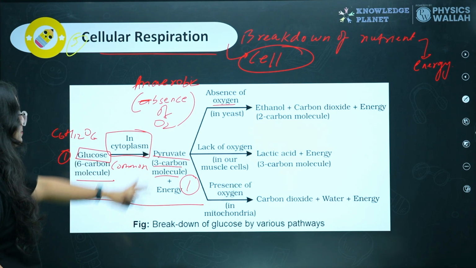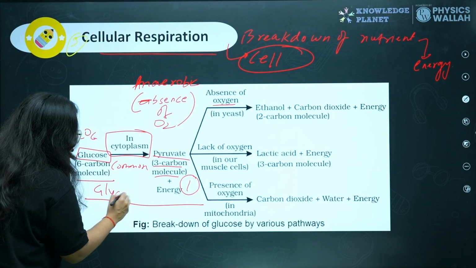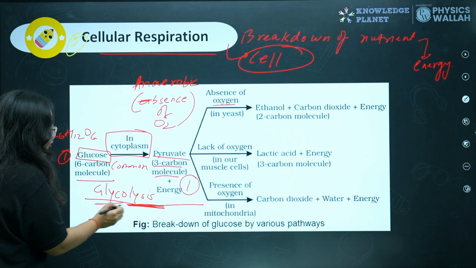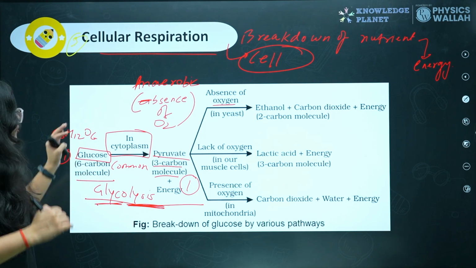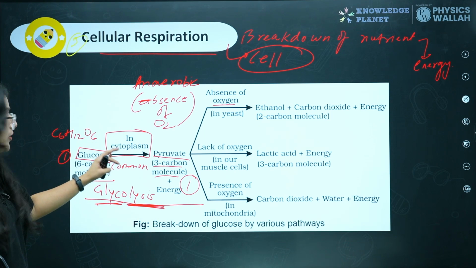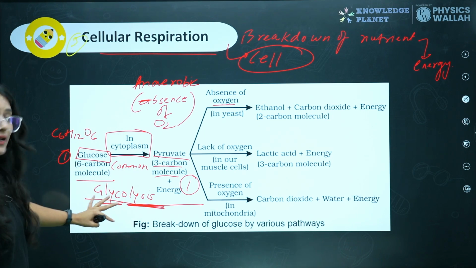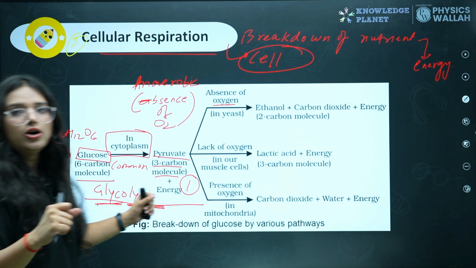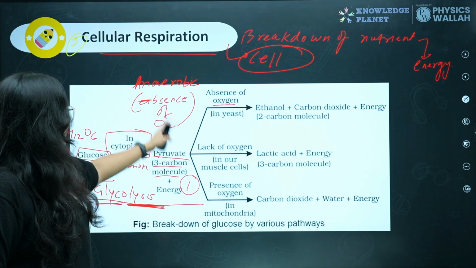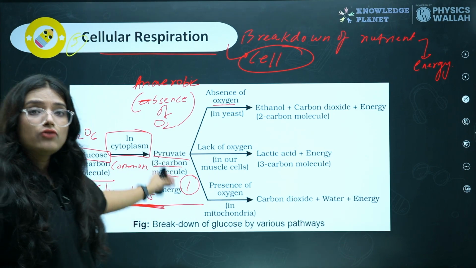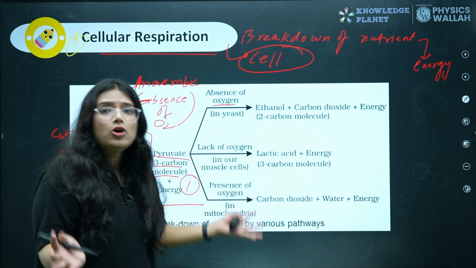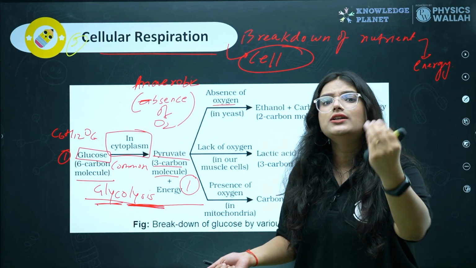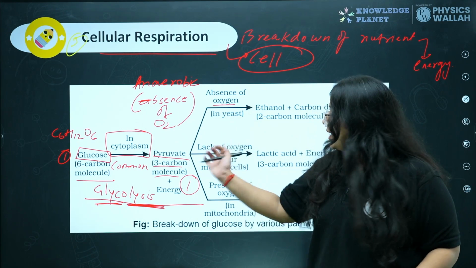This step is glycolysis. Lysis means breakdown and glyco means glucose. So breakdown of glucose, which is happening in the cytoplasm. Here you can see this process is glycolysis, which is common in all the organisms. Now the picture starts from here. For the conversion of this pyruvate, some organisms need oxygen, some do not need oxygen, and then there are certain special scenarios as well. So let's talk about it.